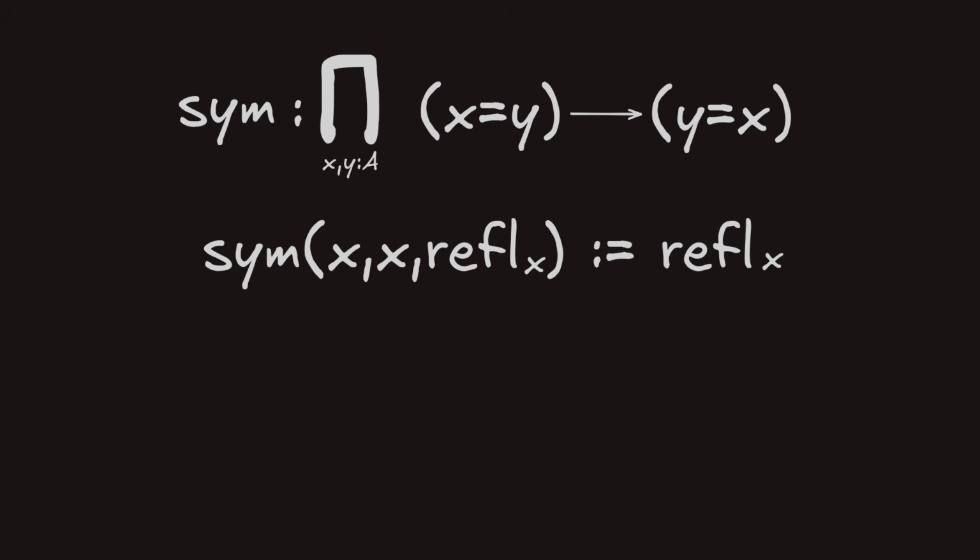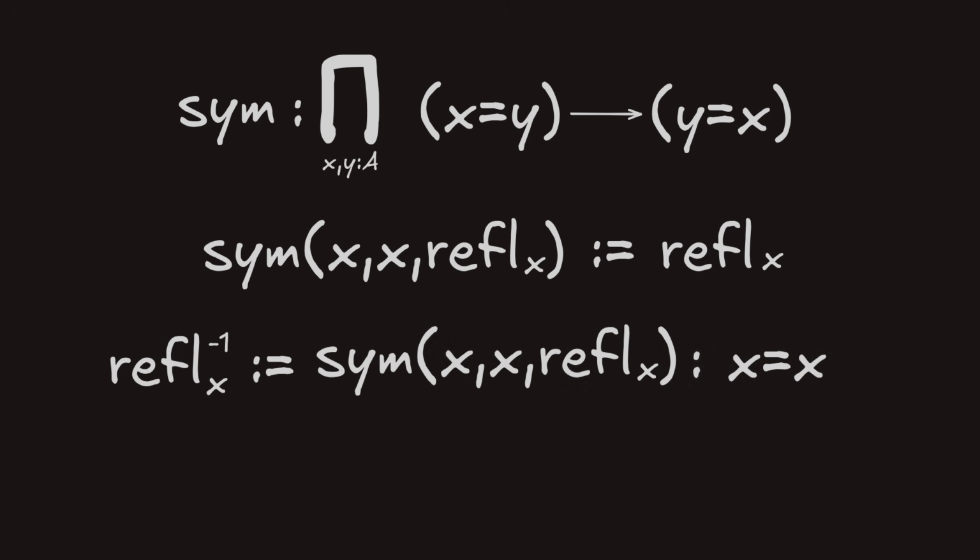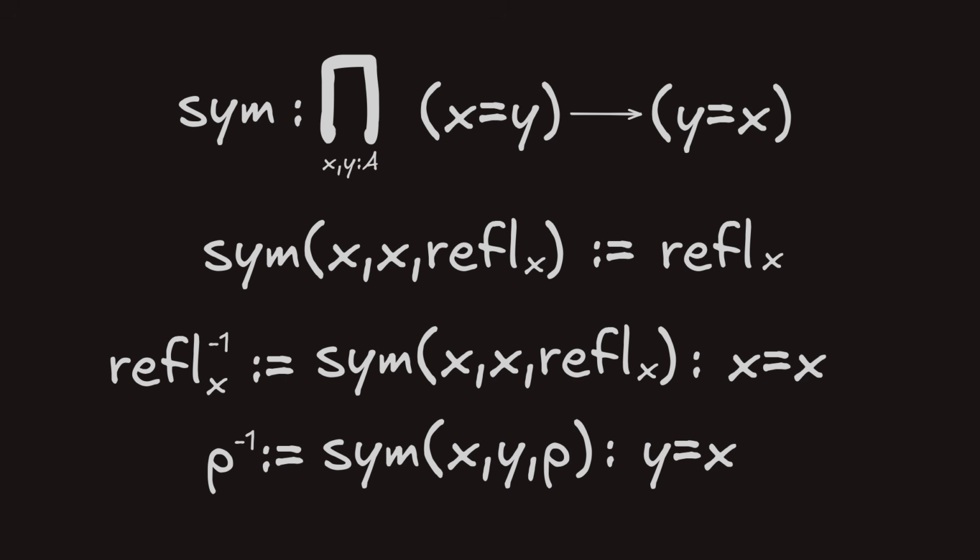Applying the path induction principle, we now know that since the path ref x from x to x has an inverse, any path P from x to y also has an inverse. Therefore, we have just proven that equalities are symmetrical.